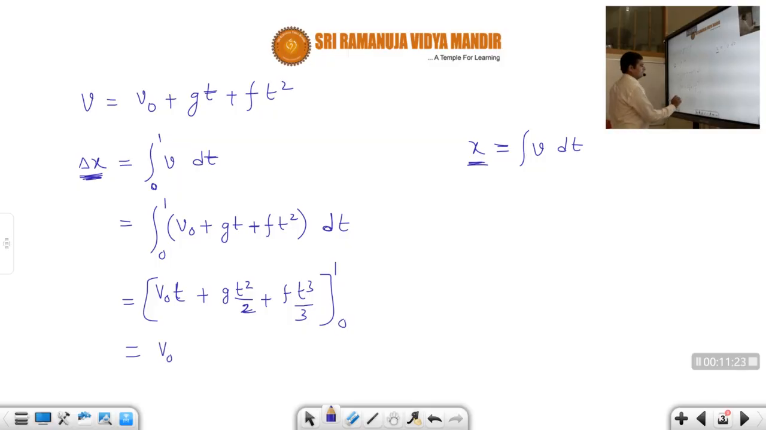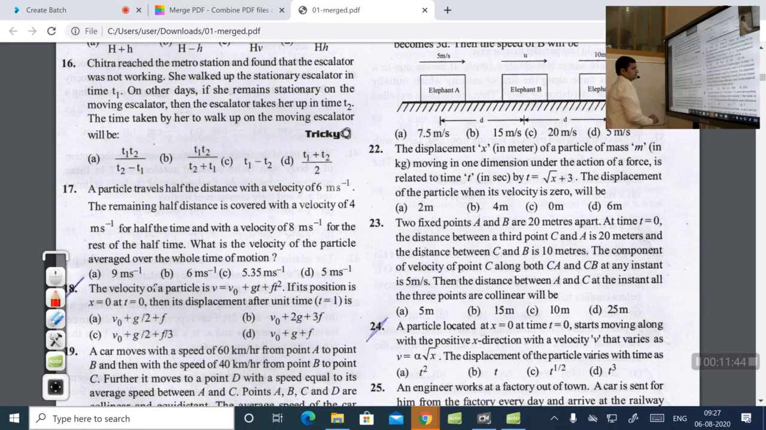So that means v naught plus g by 2 plus f by 3, and then minus the value at 0. If you substitute in all three terms, t is there, so they are 0, and we don't have to write them. Correct or not, students? So the answer is v naught plus g by 2 plus f by 3. I think option C is the correct answer.